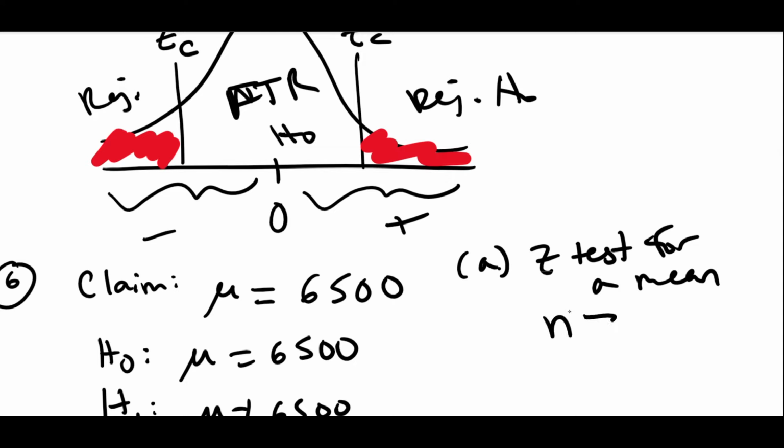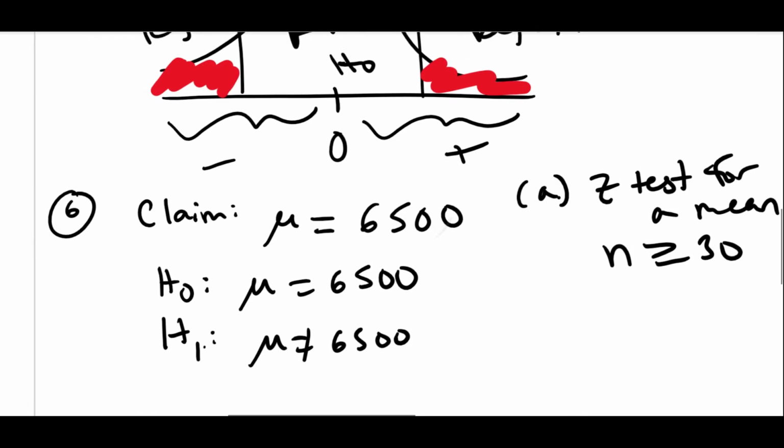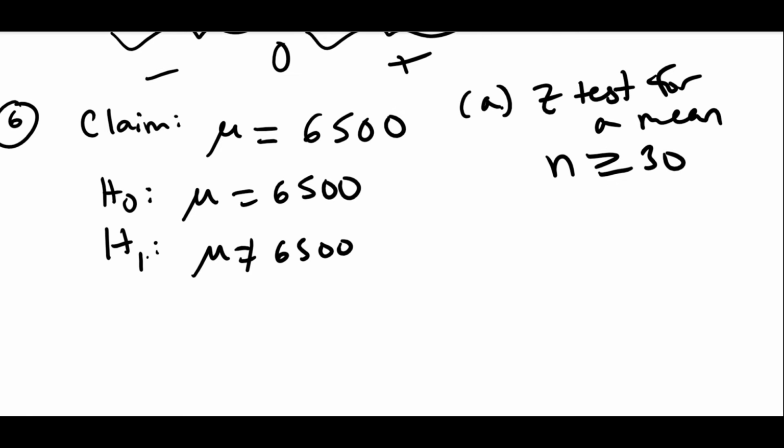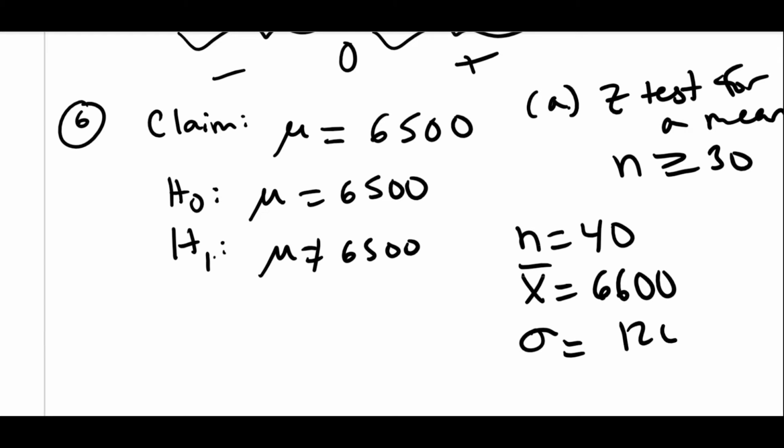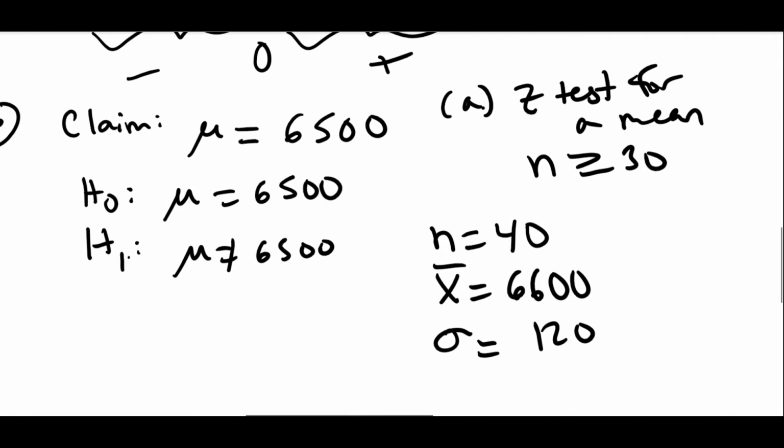Because in this case, the sample size is greater than or equal to 30. All right, so that's what we're going to use. So let's label our variables. Our n is equal to 40 homes. Our x bar was, I believe, $6,600. I've got to double check. Our sigma, I believe, is 120. And our mu is from our claim, which is $6,500.